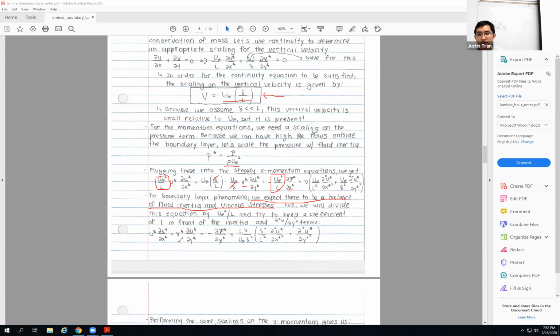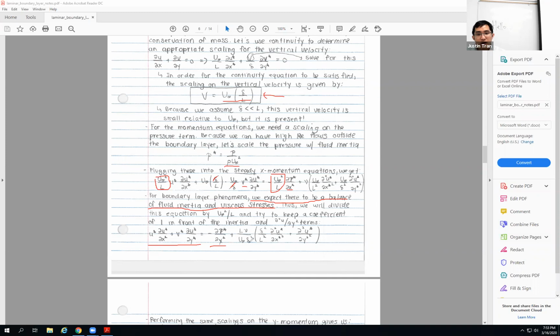If we do that, then we see that the convective terms all have a coefficient of one in front because they have the same coefficient here. We see that the pressure term, which had the same coefficient, also has a coefficient of one right here. So we can leave those. And then the viscous terms will have this kind of scaling.